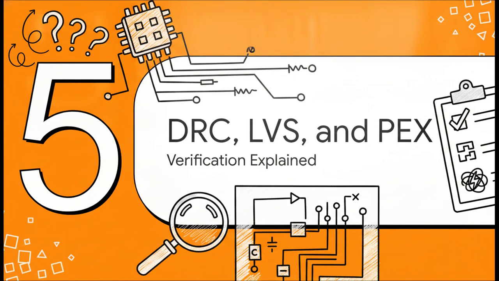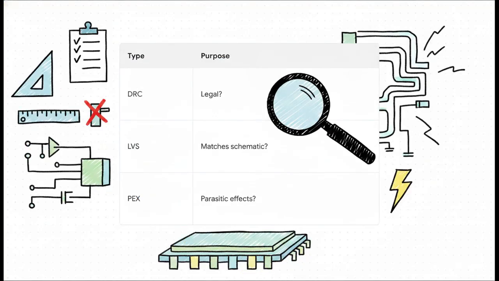Which brings us to our final section, Section 5, DRC, LVS, and PEX Explained. I like to think of the three pillars of verification like this. DRC, or Design Rule Check, asks the question, did you build it according to the legal manufacturing rules? LVS, or Layout versus Schematic, asks, did you build the correct intended circuit? But PEX asks the final, arguably most revealing question of them all, now that you've physically built it, what unwanted electrical effects did that physical layout introduce?